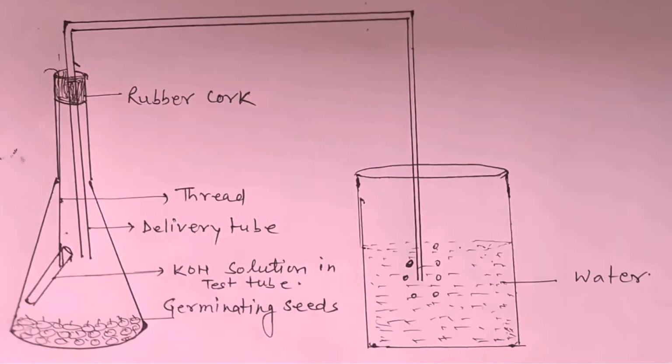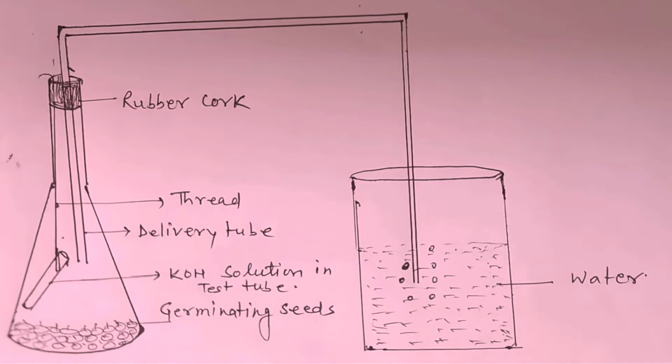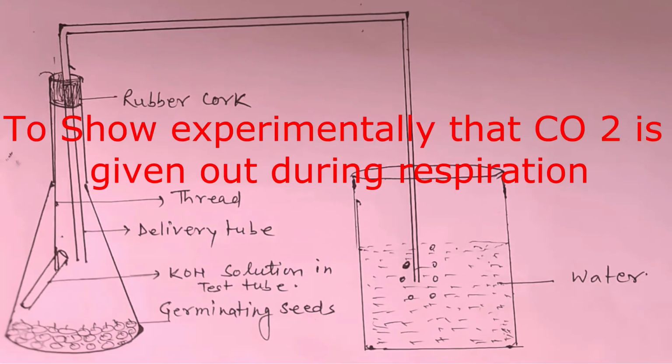Hello students, this is the second part of the experiment. In this experiment, we are going to discuss aim, material required, observation, result, precaution, all these things. So students, what is the aim of the experiment? The aim of the experiment is to show experimentally that CO2 is given out during respiration.